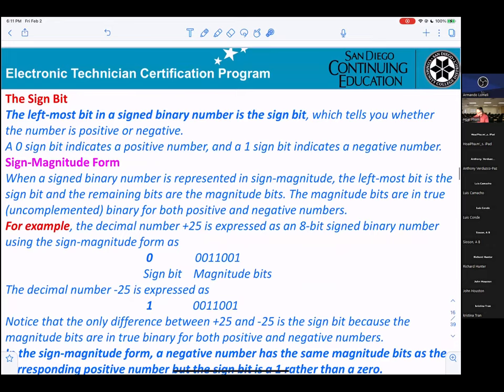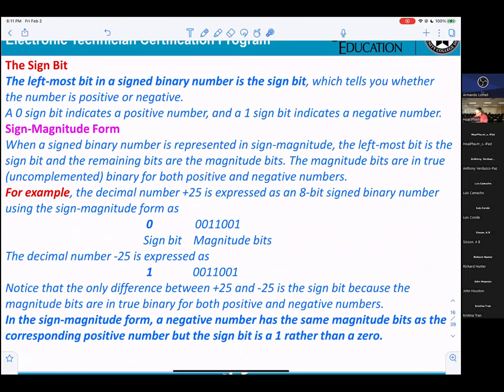Sign bit. The leftmost bit in a signed binary number is the sign bit. That means if you have an 8 bit number, the leftmost bit will be used as the sign bit, which tells you whether the number is positive or negative. A zero sign bit indicates a positive number, and a one sign bit indicates a negative number. If the leftmost bit is zero, you know it is a positive number, and this is the value. If you get a one, that will be a negative number.